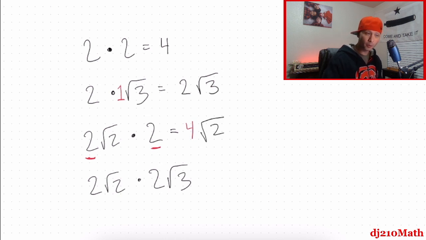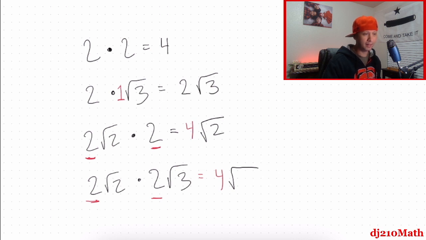In the fourth example, this is probably the pinnacle of the problem, because we have a number outside and a number inside. The radicand is the part that's inside. So here we multiply outside times outside. This is going to be 2 times 2, which is 4. And then here comes the tricky part.